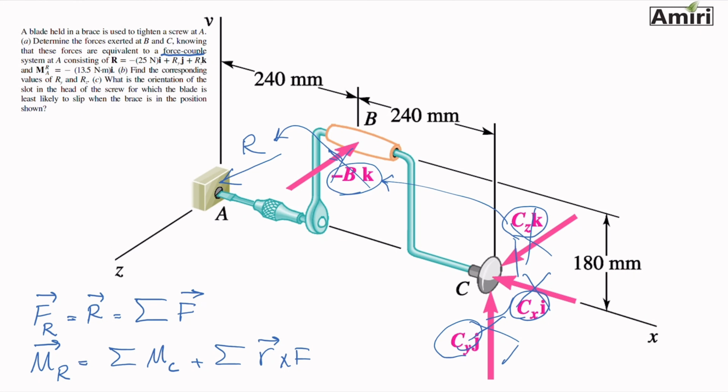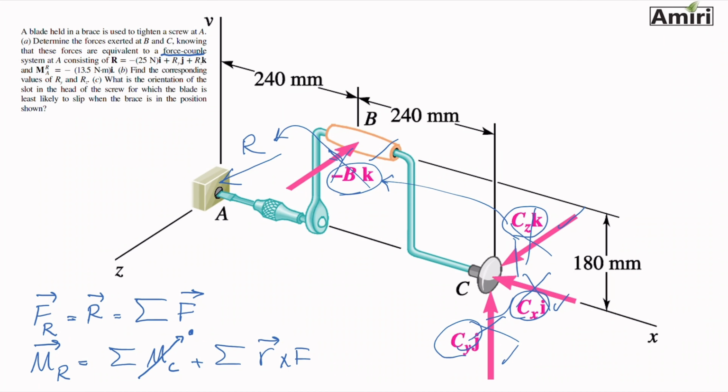In this case, we have 1, 2, 3, 4 forces. This C is just components of the same force, but we'll treat it as 1, 2, 3, 4 forces. So you have 4 R cross F's that you have to add together. There is no couple moment. So that one is 0.